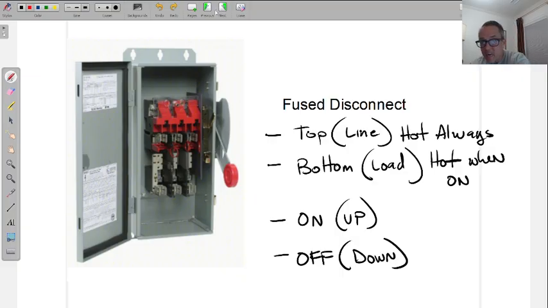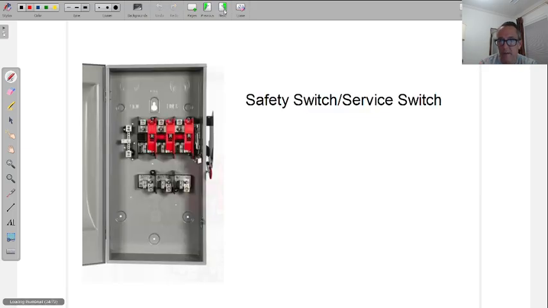Now, every time you see these, are they fuse disconnects? No. Some of these have no fuses. They look the same, but they're not. They're called safety switches or service switches. I've known them more as service switches. Maybe it's a Florida thing or an East Coast thing. If you go to order these online, like at Home Depot or any supply house, safety switch is what you have to write in.